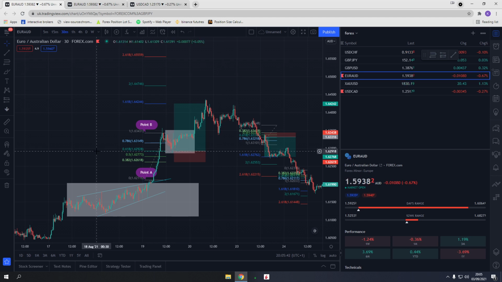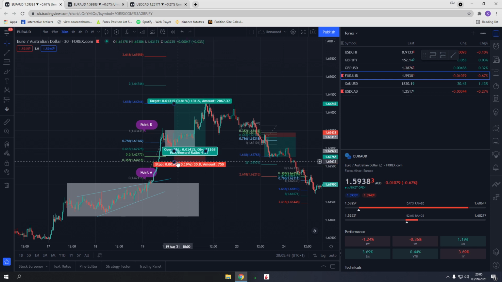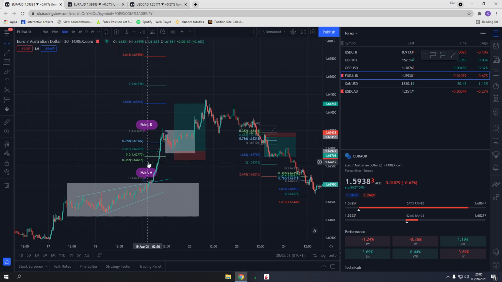I always aim for the 618 level, and I usually set my stop loss at the 382 or halfway between the 0.382 and the 0.5 when it's quite a large range like this. But when you have a significantly smaller range, then you don't lose too much risk to reward by just sticking it on the 0.382 level.